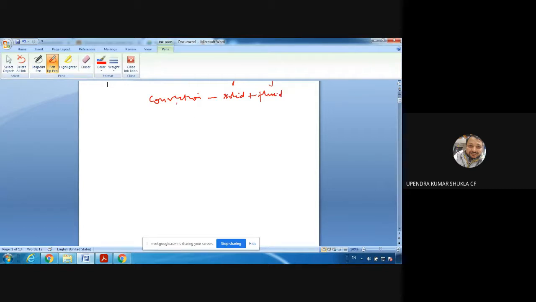All right. Now these convections are of two types. One is natural convection, and the other one is forced convection. Natural convection, meaning natural convection. What do you mean by natural convection? That will happen naturally.